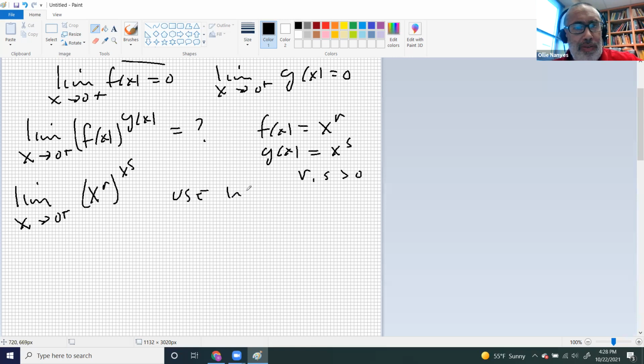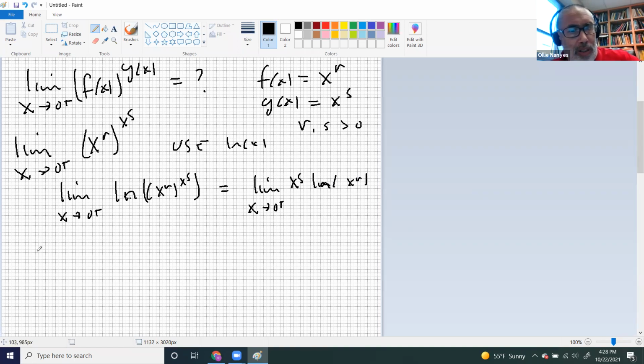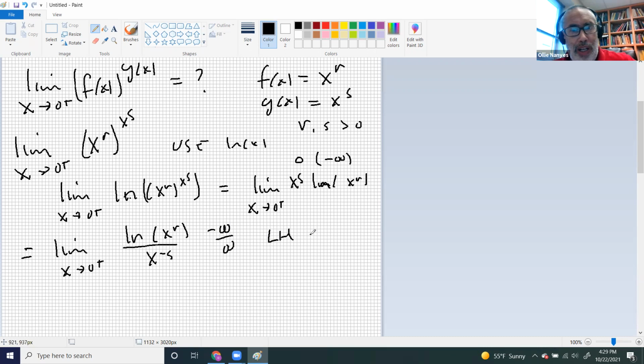Let's use the log to help us out. So let's take a look at the log of x to the r, x to the s, and take a look at the limit as x approaches 0 from the right. Now you're going to get what you think you should get. That's natural log of x to the r, which is an indeterminate form because this is going to be a 0 and this is going to be a negative infinity. So of course we want to use L'Hopital's rule. And to do that, it's good practice to put the log up top and make this x to the minus s. Now, because s is a positive number, we get minus infinity over infinity, so L'Hopital's applies.